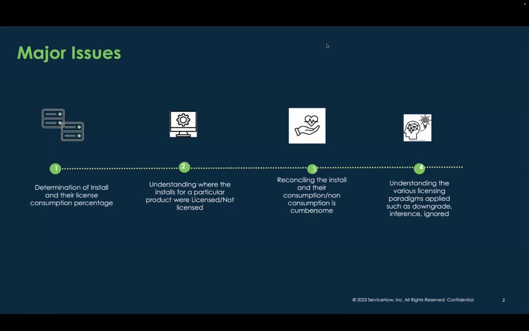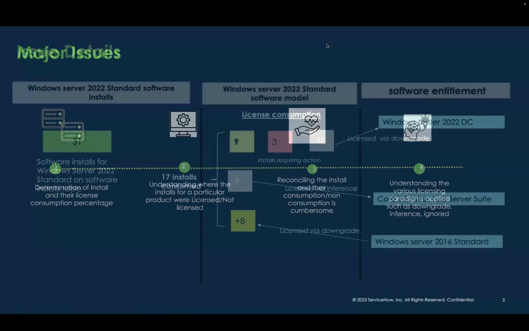They want to reconcile the installs and understand which of the installs have been licensed, which of them have been ignored, which of them have not been licensed, so that they can reconcile the total number of installs with their licenses. And finally, they want to understand all the licensing paradigms applied. For example, downgrades, inference, or ignored. So all of these were the problems that this feature, the license use analysis, solves. So let's look at them in detail.